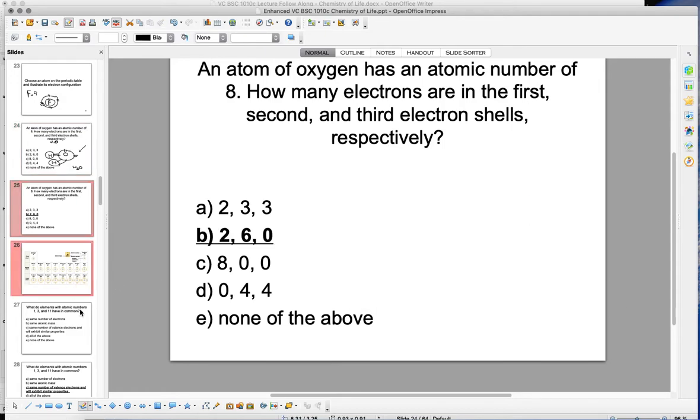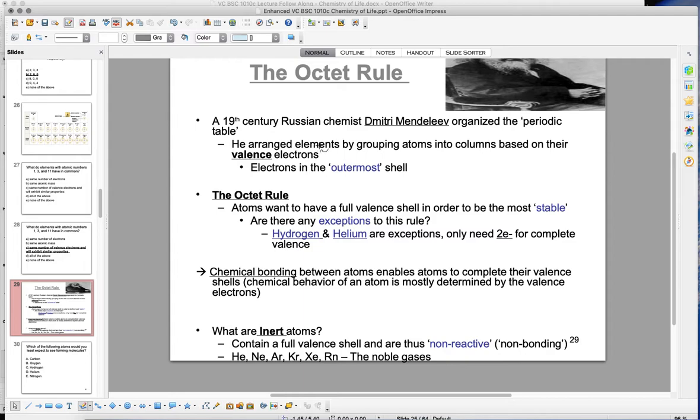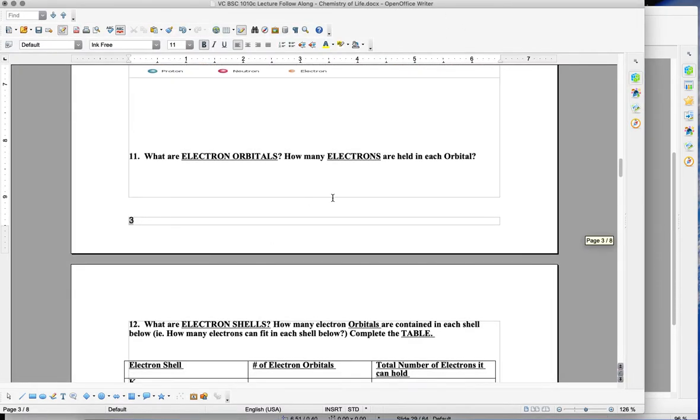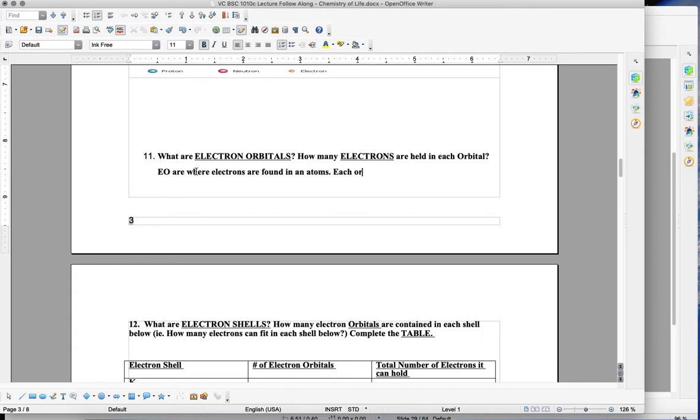All right, so then let's go ahead before we start looking at some other concepts here. Let's fill out our follow-along guide. So what are electron orbitals? How many electrons are held in orbitals? So electron orbitals are where electrons are found in an atom, and then each orbital can hold 2 electrons.